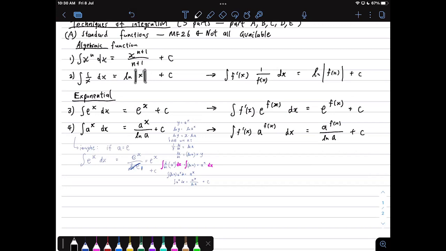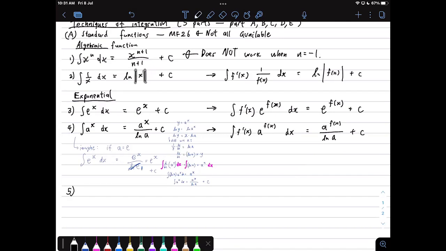Okay, next. Take note that this formula does not work when n equals -1. When n equals -1, it becomes 1 over x, right? x power n is 1 over x. Then please use the second formula, ln of modulus x plus c. Okay, and remember that. That's the fourth formula done.